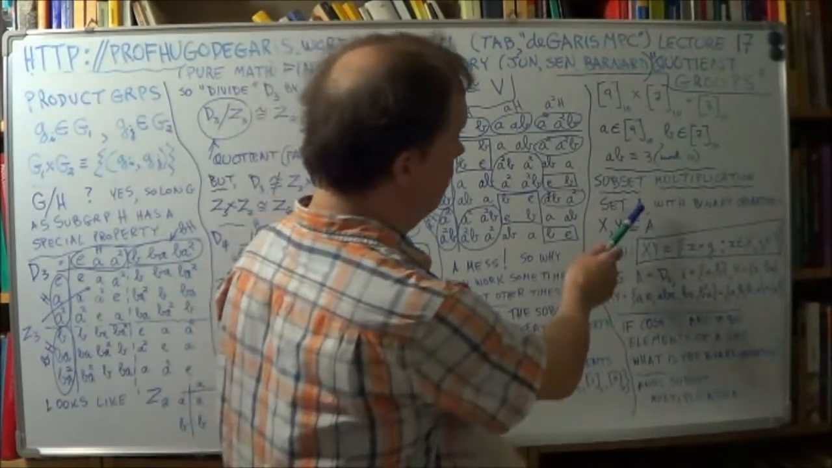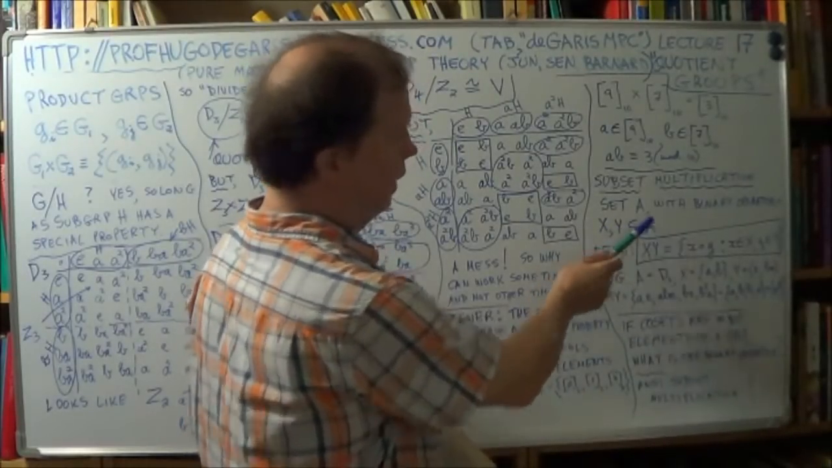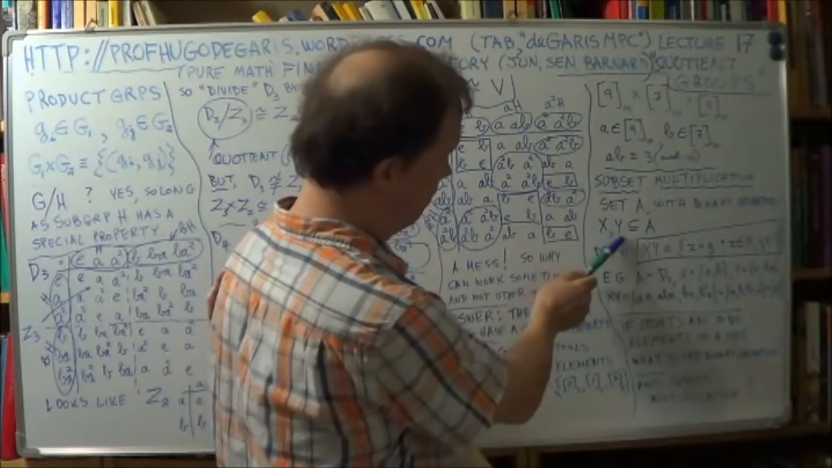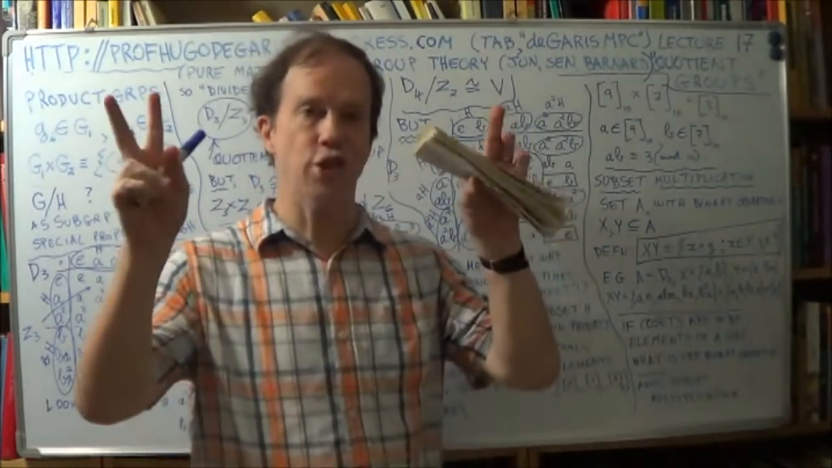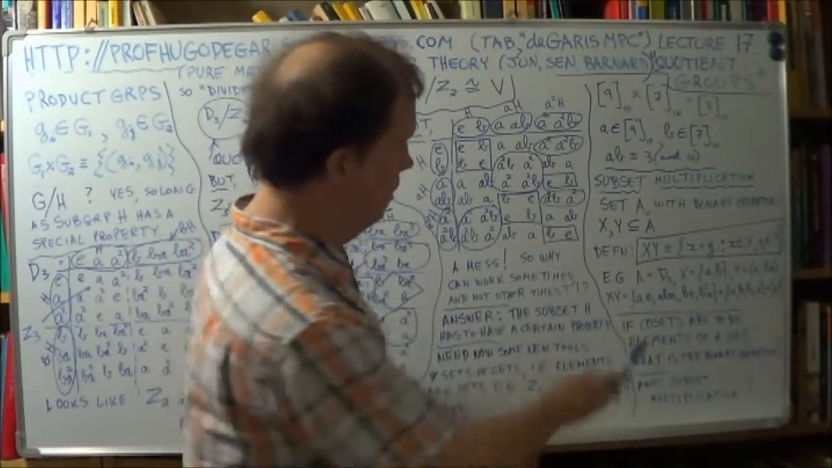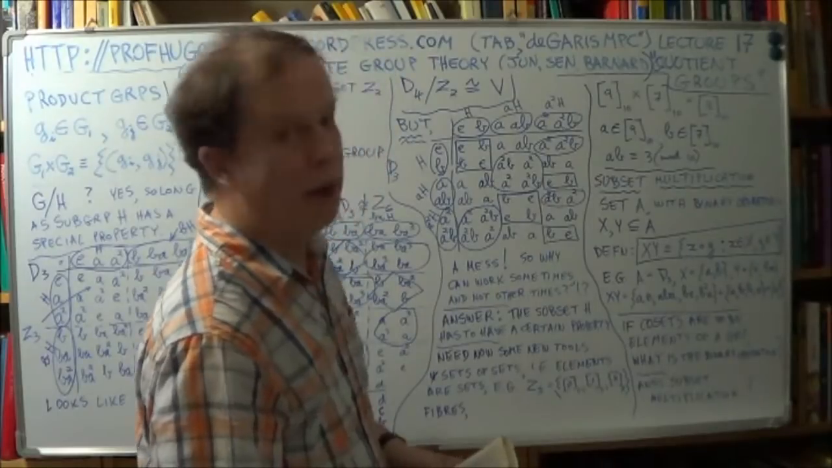Okay, so you have a set A. You have two subsets X and Y of A, right? Written here, two subsets, and then you take these two subsets and, in a certain sense, you multiply them. So you get a kind of product XY. Now, how do you define that?